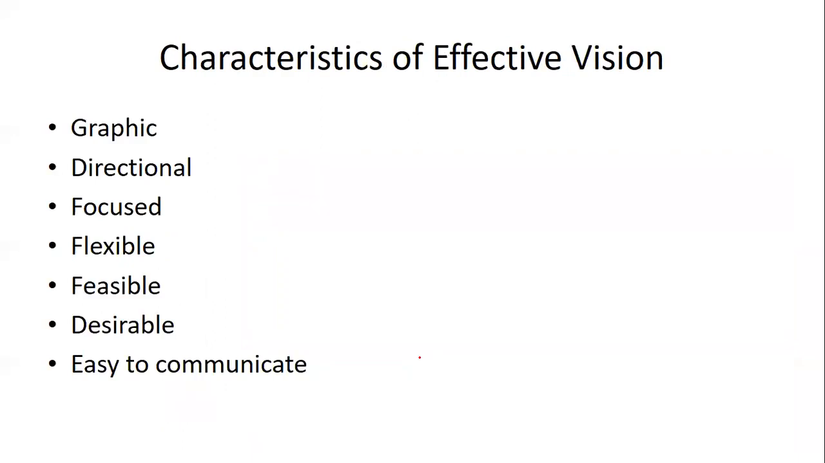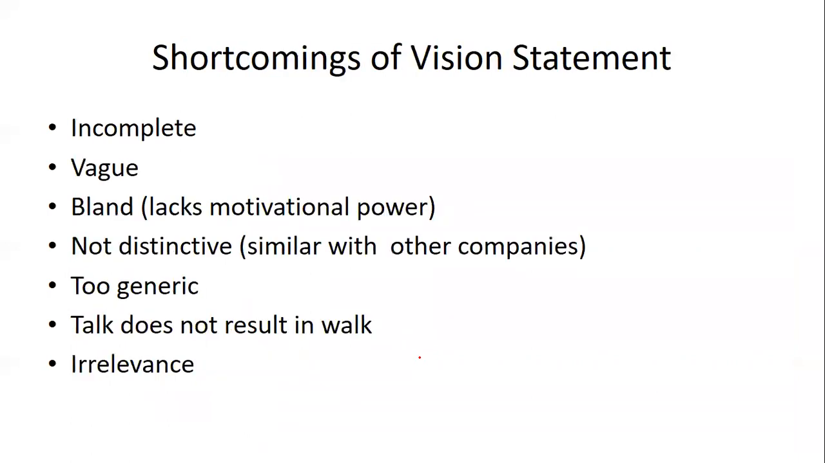So the characteristics of an effective vision: it will be graphic, it can be directional, it can be focused, it can be flexible, it can be feasible, it has to be desirable, and one which is easily communicated.